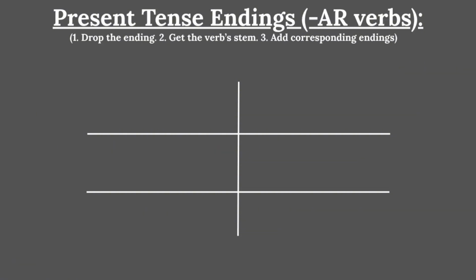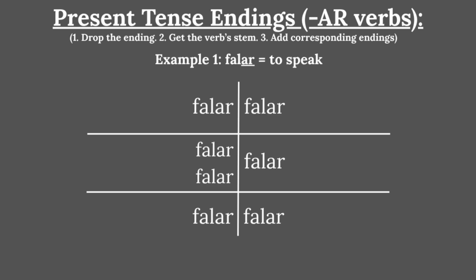Now, let's begin with -ar verbs. The present conjugation pattern for such verbs goes as follows. We get the verb stem by dropping the ending -ar from the infinitive. Then we add endings to the stem that correspond to the category of the verb. Since we're beginning with -ar verbs, let's use the verb falar, to speak.